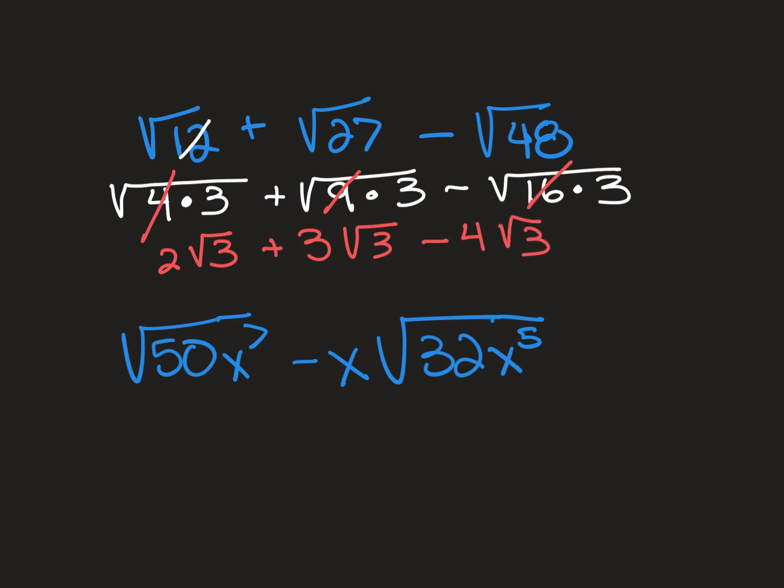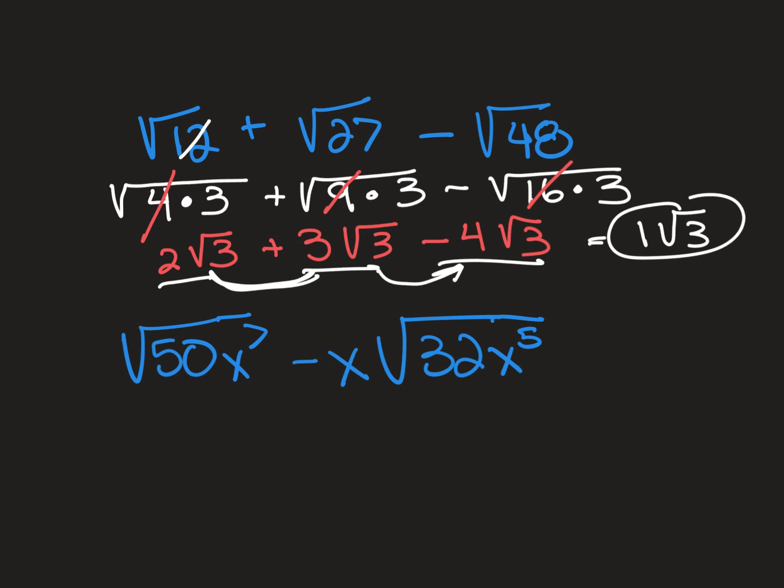Now just by chance, this doesn't always happen this way. All of the simplified answers are also like radicals because they all have the square root of 3. So these two give me 5 square root of 3 and then minus 4. So I get a 1 square root of 3. And we're just going to keep doing the same thing.